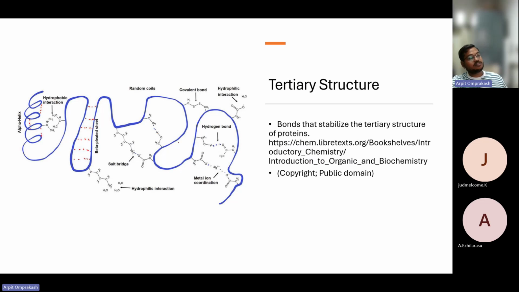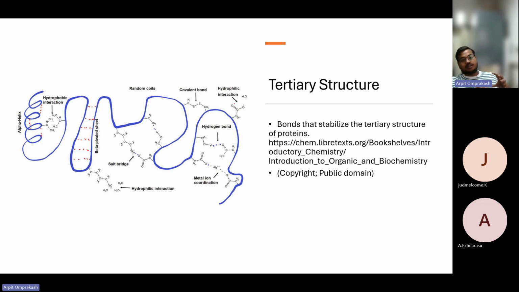We can have random coils in the protein. We can have covalent bonds, such as these sulfur disulfide bonds. We have hydrogen bonding and we have metal ion coordination. So these metal ions will sometimes come in between proteins. They basically draw together different negatively charged parts of the protein, and they help it form a tertiary structure. So that's why sometimes these metal ions are very essential for us. Things such as iron, magnesium, calcium, and potassium, and so on. And we can have hydrophilic interactions, hydrophobic interactions, and so on.